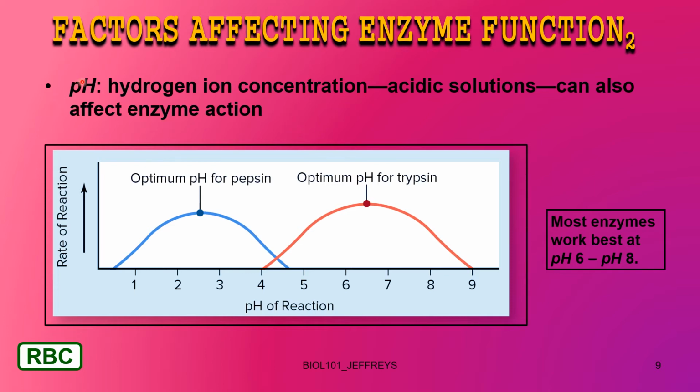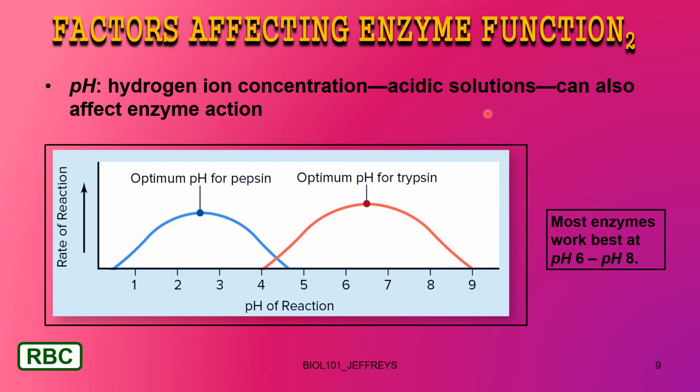pH can also affect the action of enzymes. pH, remember, is hydrogen ion concentration. On the pH scale, 7 is neutral. Anything below 7 is acidic. For instance, a can of soda is about pH 3. And anything above 7 is alkaline, or another term we use there is basic.